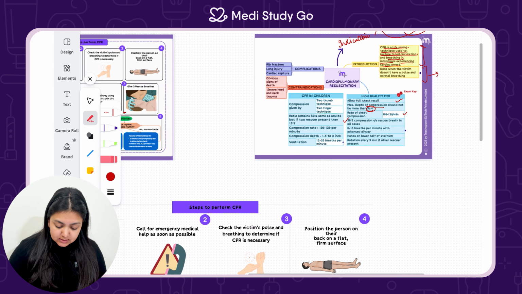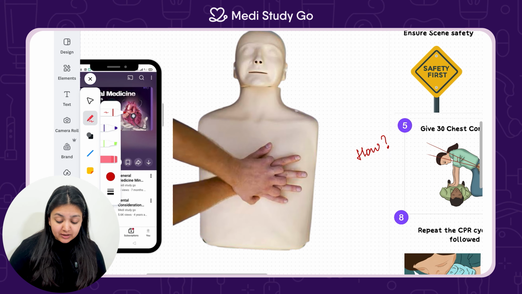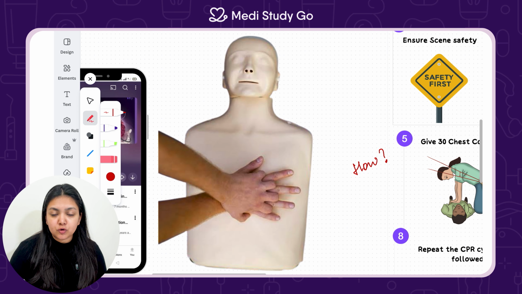Now, how is this compression done? What is the procedure to get the compression correct? Suppose this is a lying patient. We will follow the protocol which you have to do later on, but currently I'm going to explain the basics of performing a correct CPR.